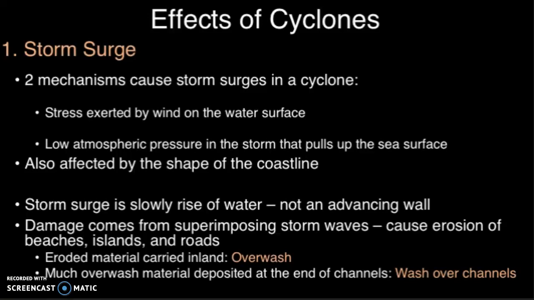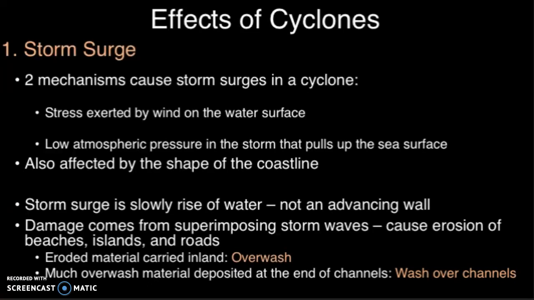All right, so we left off here talking about storm surges. As I was saying, a storm surge is really a slow rise in the water. It's not going to be an advancing wall like you see in the movies. Most of the time, the damage that comes from the storm surge is going to come from the superimposing storm waves on top of it. And those are due to the wind, right?